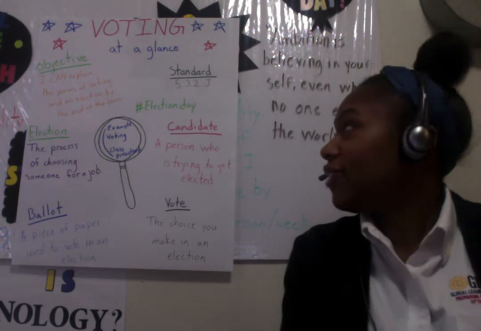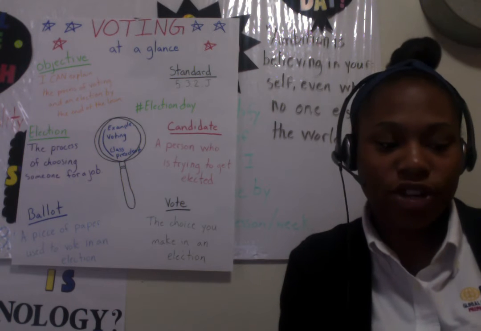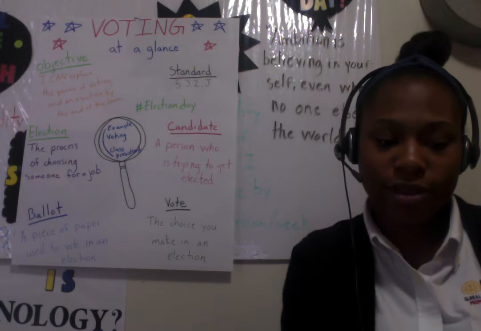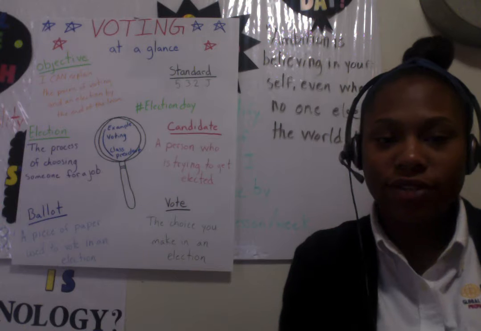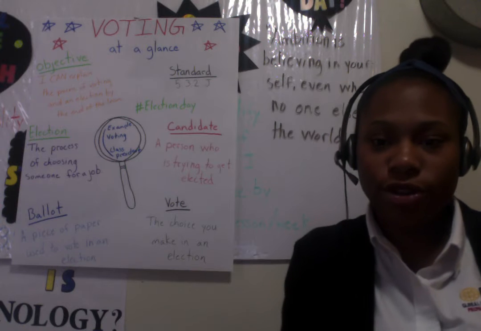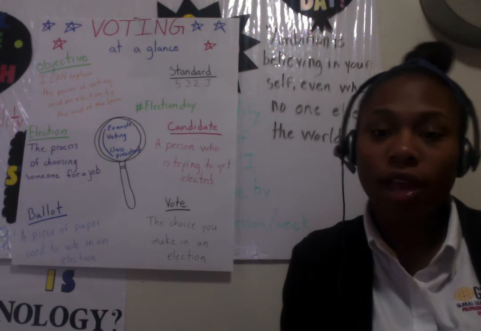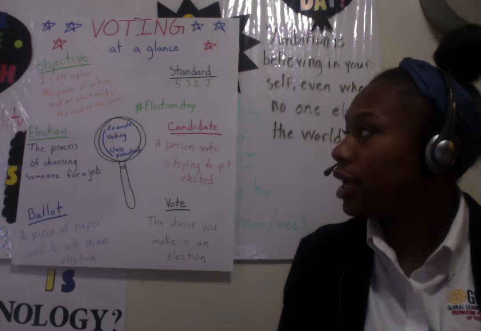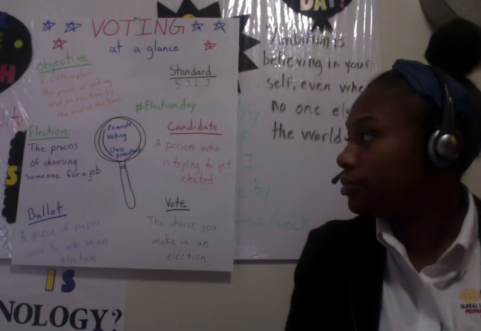Our standard is 5.3.2.J, and that standard reads, what a voter should know before voting to make voting understandable and meaningful. So in this video, we'll be going over some vocabulary words and terms used in discussions around voting. Our objective says, I can explain the process of voting in an election by the end of this lesson.